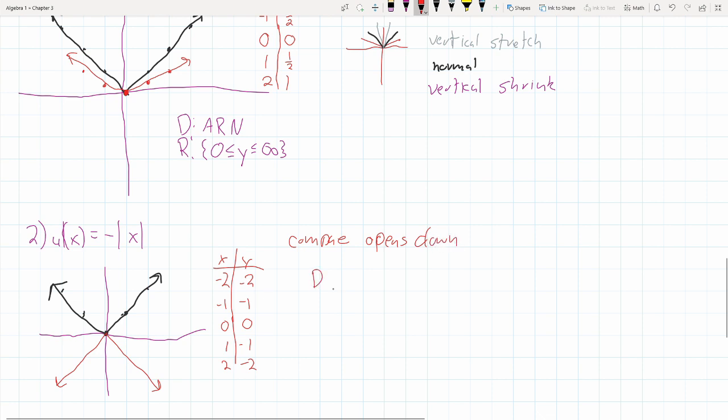Domain and range. All real numbers. The range goes from negative infinity, because negative infinity is less than y, which is less than or equal to 0. So there's that vertex again, just in a different kind of look.